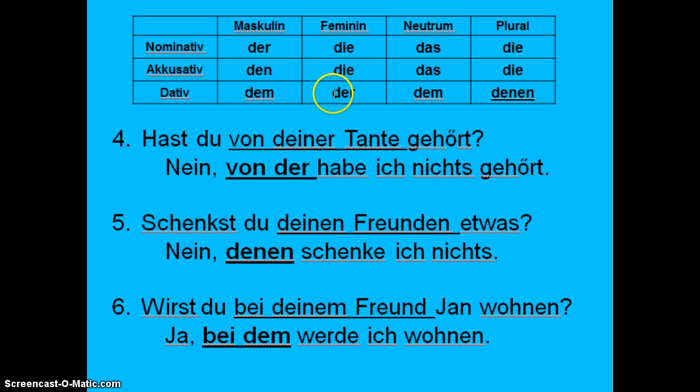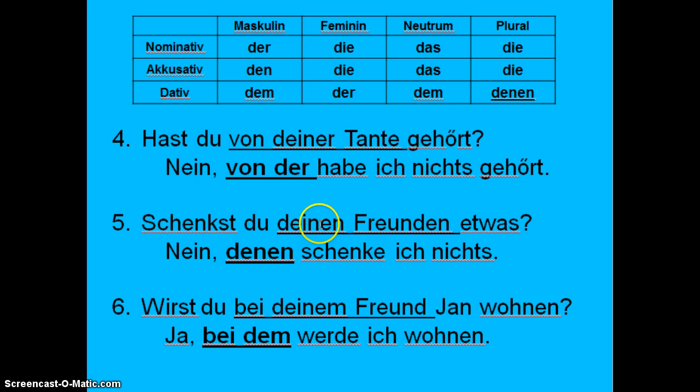So that der comes from right here. That's the feminine dative object, okay? In my head, I'm saying, no, from that one, I've heard nothing. But I include the preposition because the noun that I'm referring back to is part of a prepositional phrase.